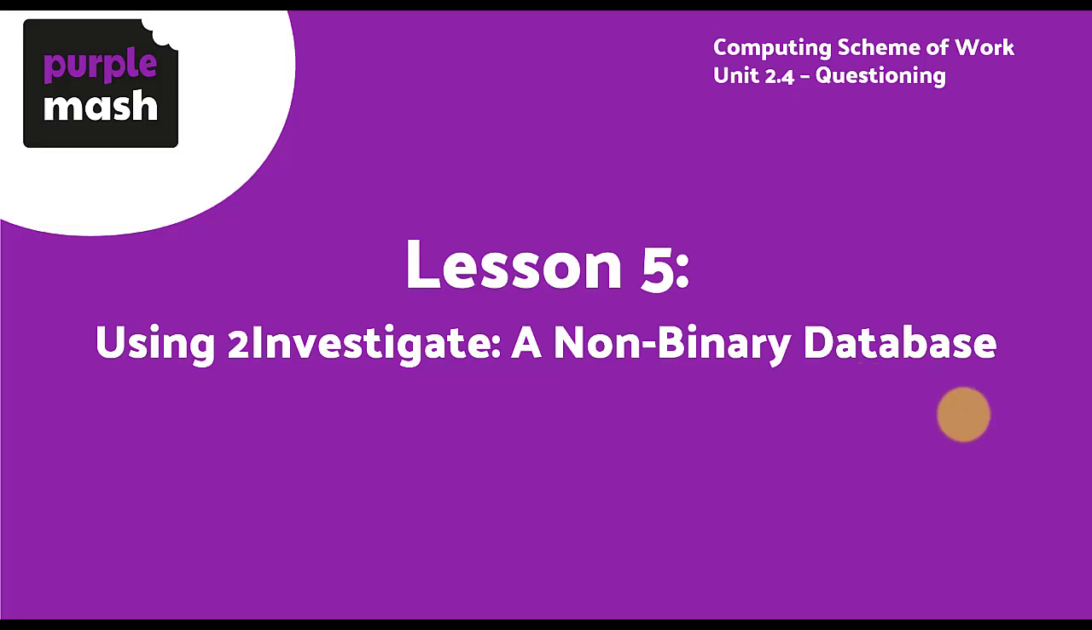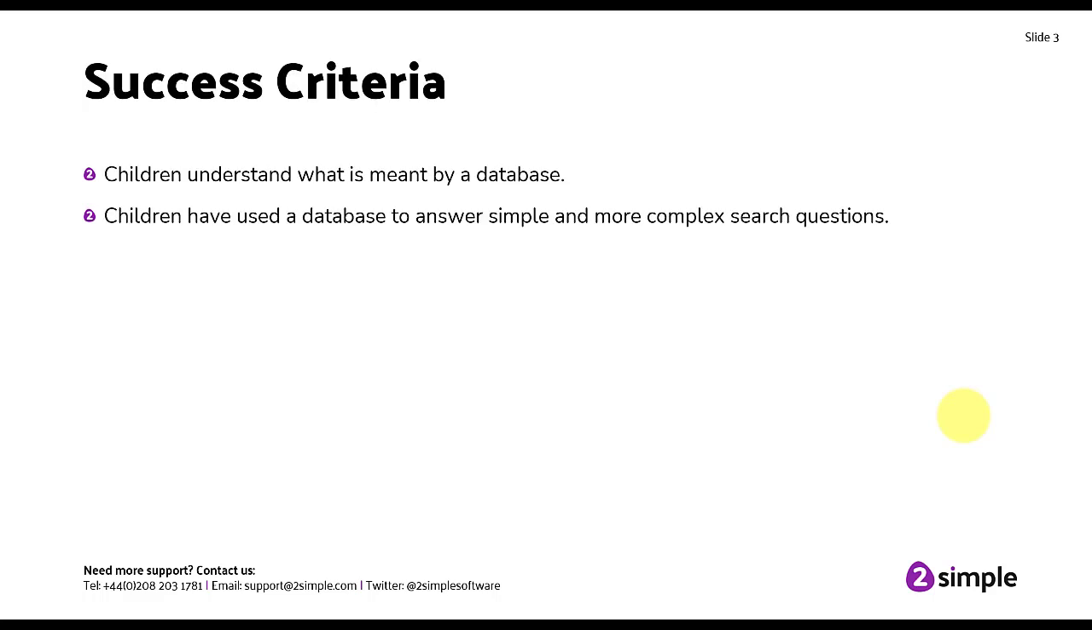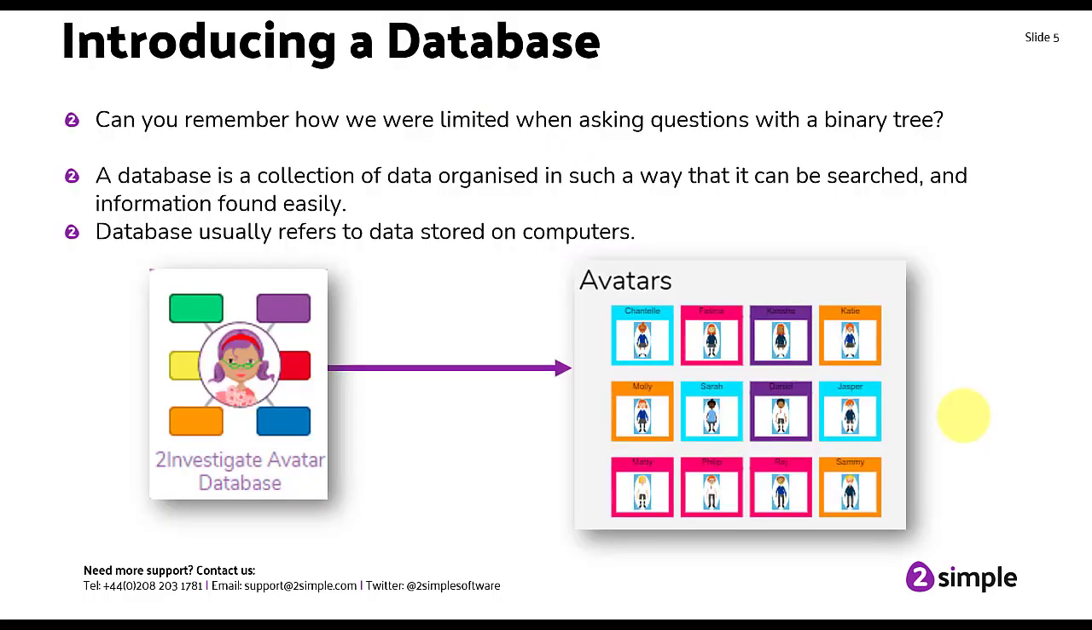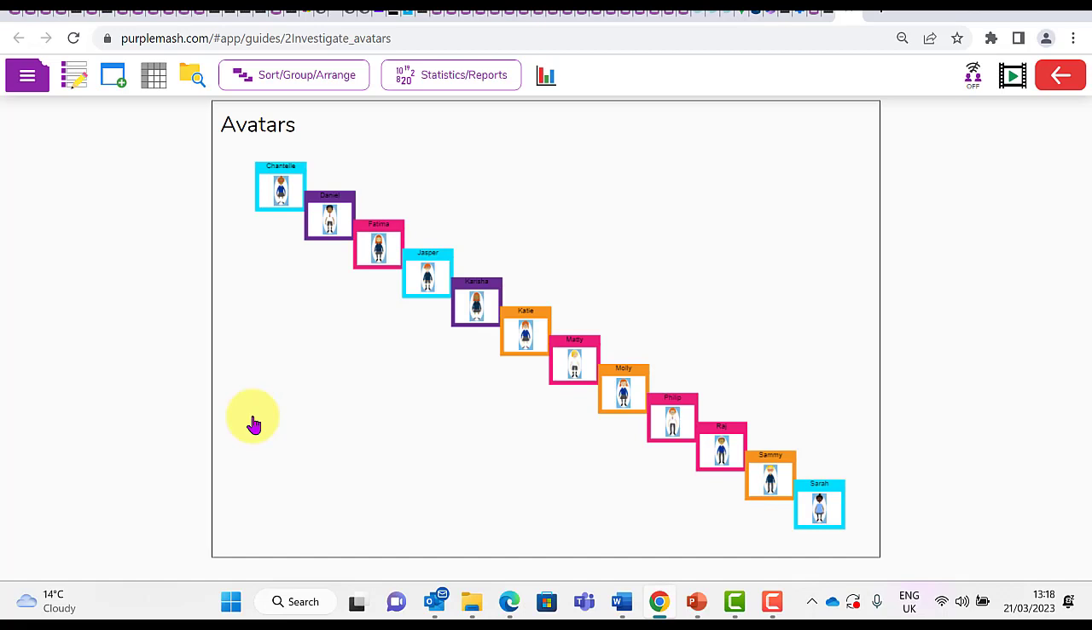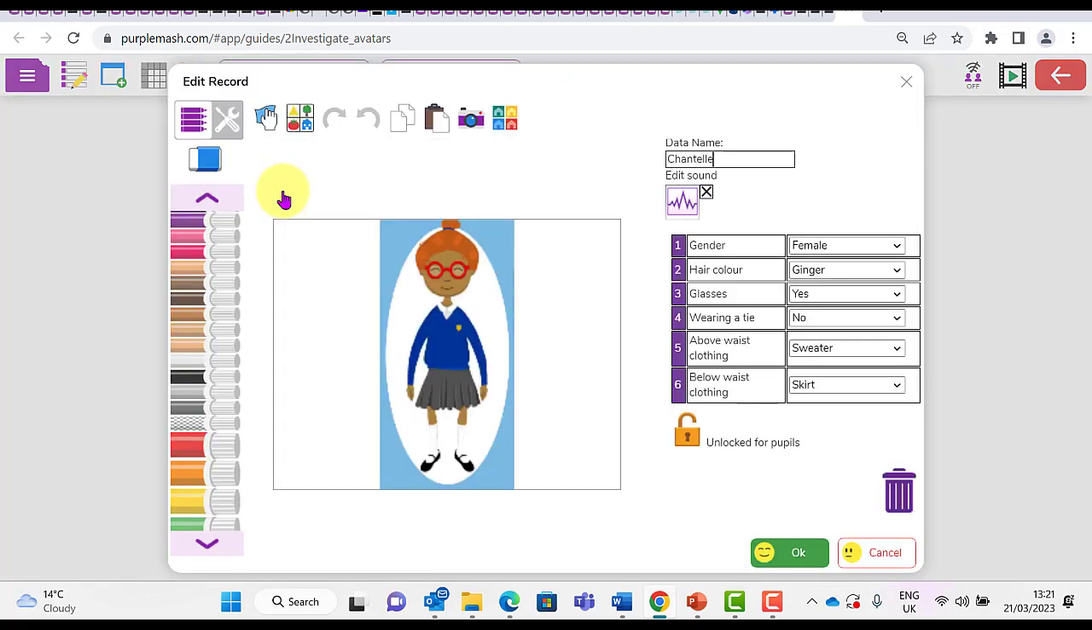In lesson number 5, we begin to use a non-binary database where the children can search for and answer more complicated questions. Again, in the slideshow, we have a direct link to the database that we'll be using. And here it is. This has opened up the tool called To Investigate. In this database, you will see each of the characters in the avatar game has its own record. Here is Chantel with her picture there, and the different fields represent the information that we know about Chantel.